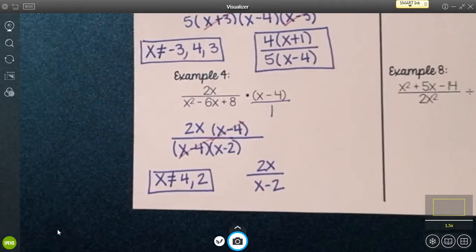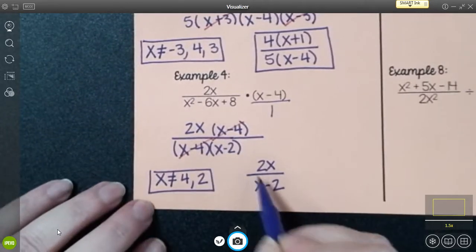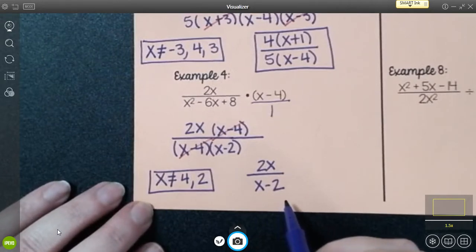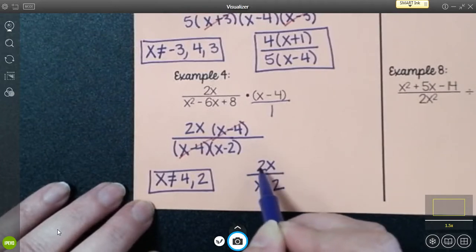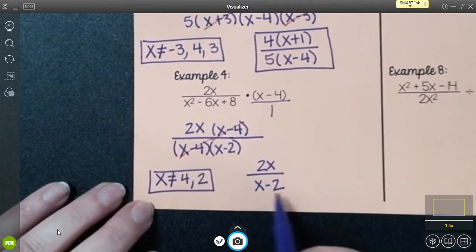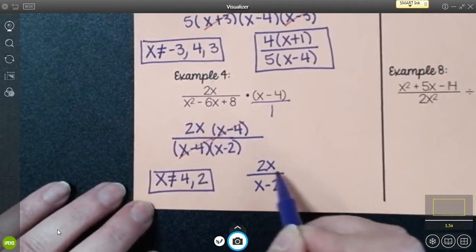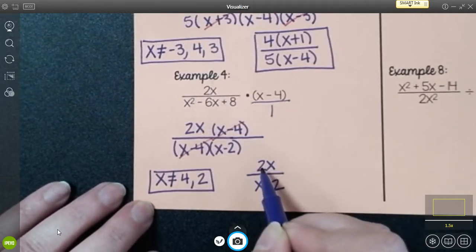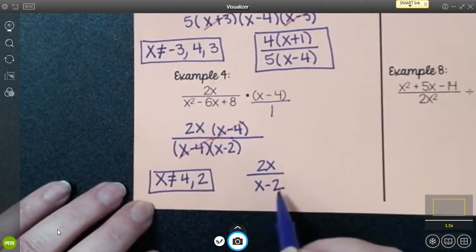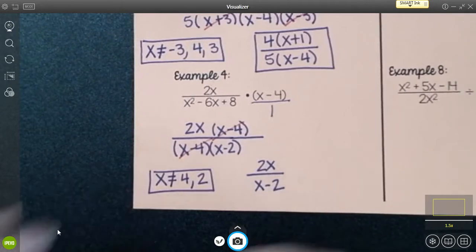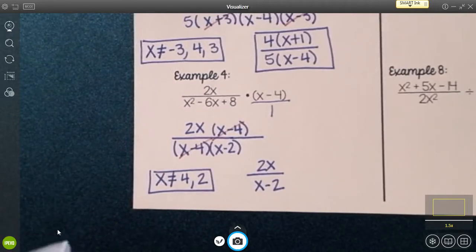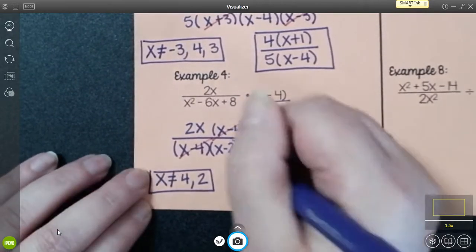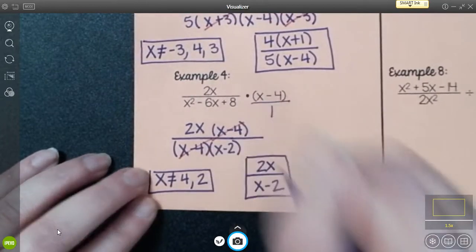This is the most common mistake. You see that 2 right there, you're going to want to just cancel it with that 2. But we can't, because what's the operation between the 2 and the x here? Multiplication. What's the operation between the 2 and the x down here? Subtraction. So in the numerator, the 2x, those are factors because they're being multiplied. In the denominator, these are terms because they're being either added or subtracted. You can only cancel factors, okay, only when you see multiplication. So this is our final answer. We can't cancel anything else.